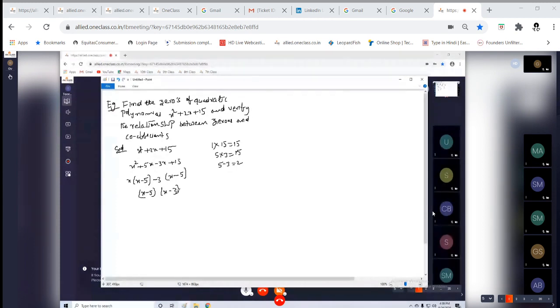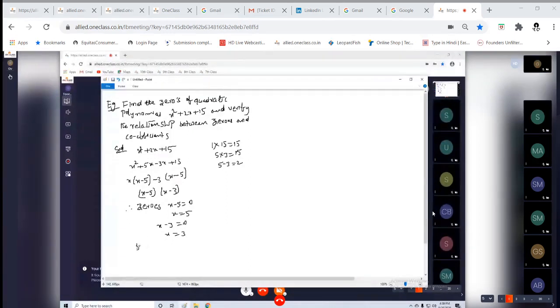So x plus 5, x minus 3. Therefore, zeros are what, ma? Zeros: x plus 5 is equal to 0, x is equal to minus 5; x minus 3 is equal to 0, x is equal to 3. Therefore, zeros are what, ma?